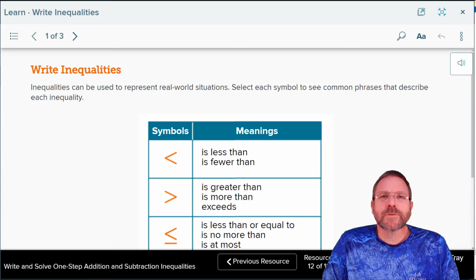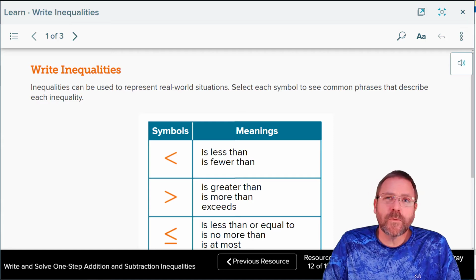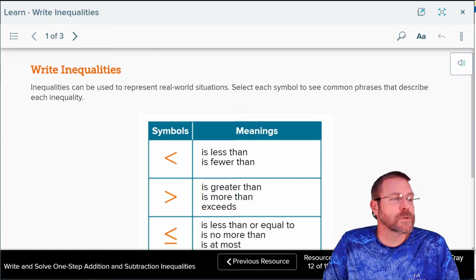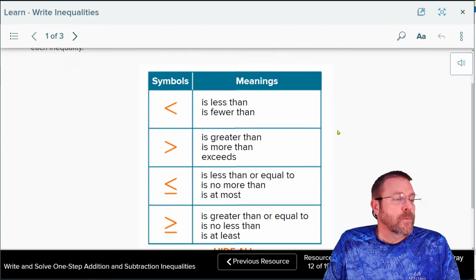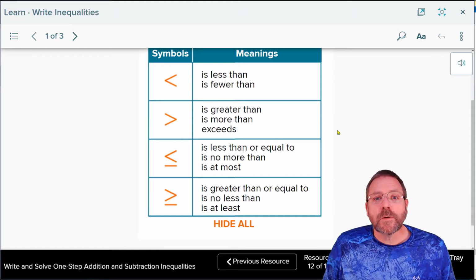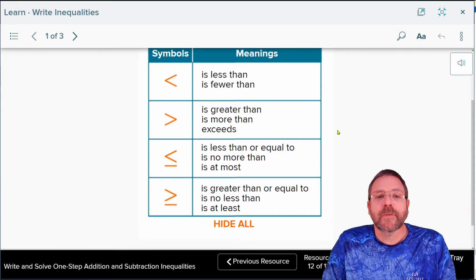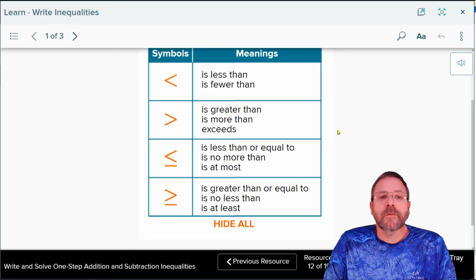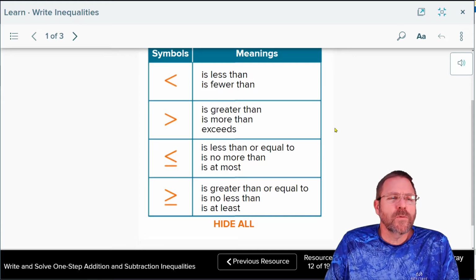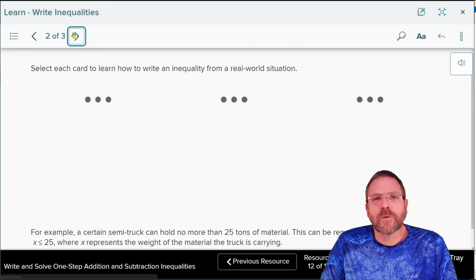Part 2 of Module 7, Lesson 6, we're going to continue our study of inequalities. We're picking up on Learn to Write Inequalities, where they talk about how inequalities can be used to represent real-world situations. Once again, we've got those common phrases there to represent greater than, less than, greater than or equal to, and less than or equal to. It would be pretty good for you to familiarize yourself with each of those terms.